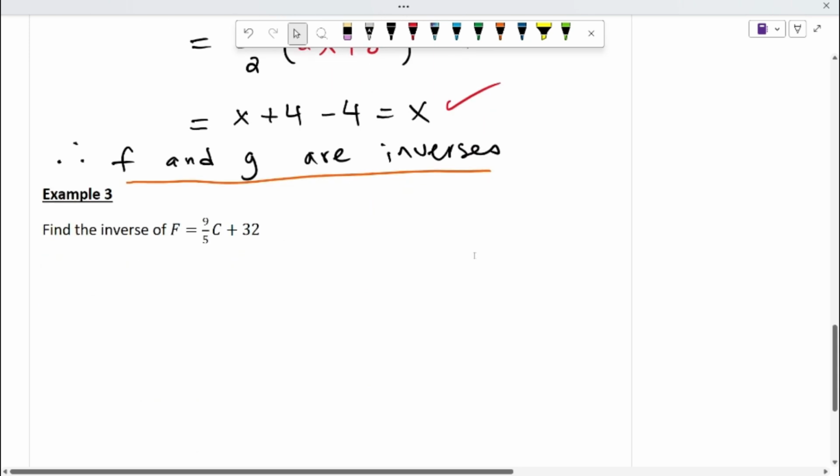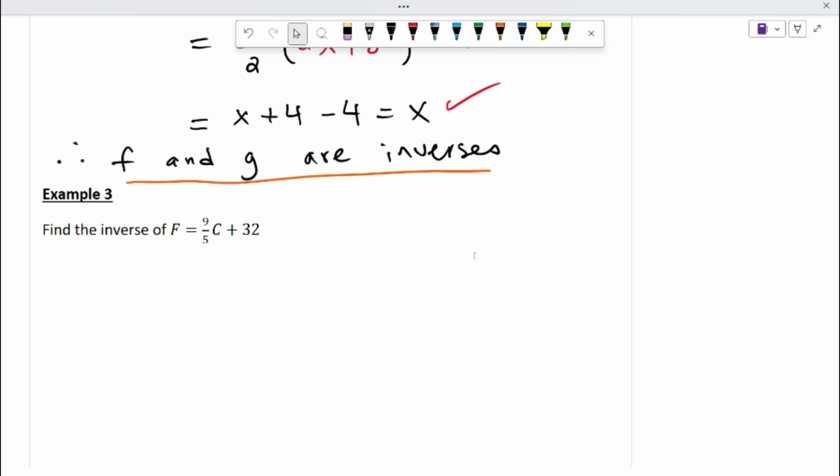All right, example 3, we are asked to find the inverse of f equals 9/5 c plus 32. So this is one application of inverses in real life. This is converting temperature, Fahrenheit and Celsius, and inverses are also very useful for other units in physics. Say if you want to convert from meters to feet or miles to kilometers and so on. Those are inverse functions. We use inverse functions to compute those. Anyway, let's find the inverse of this function.